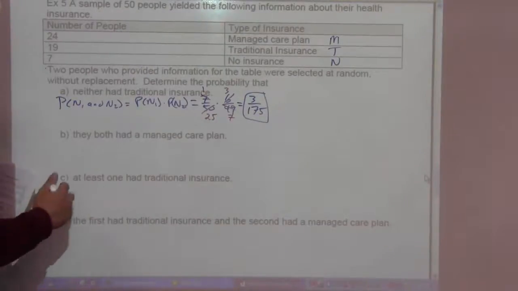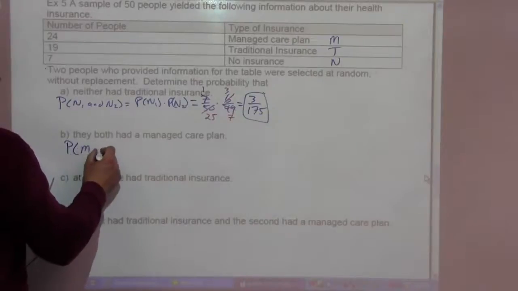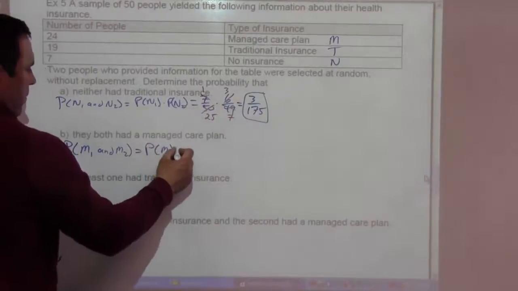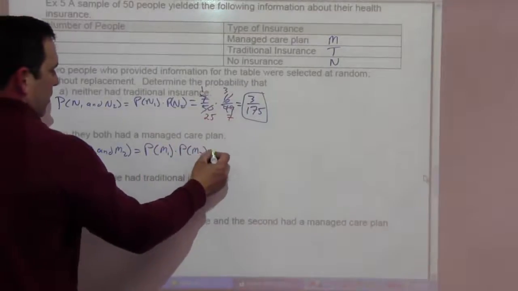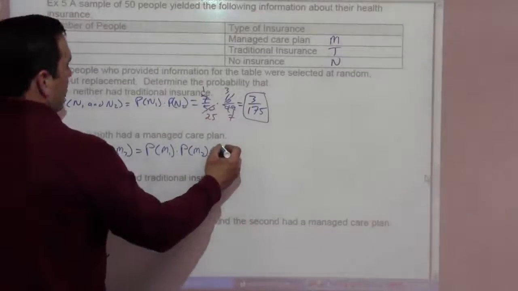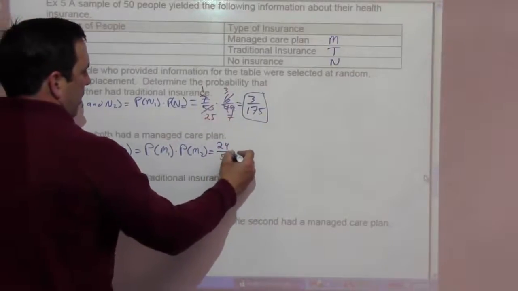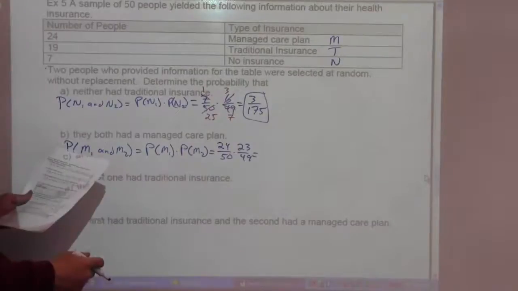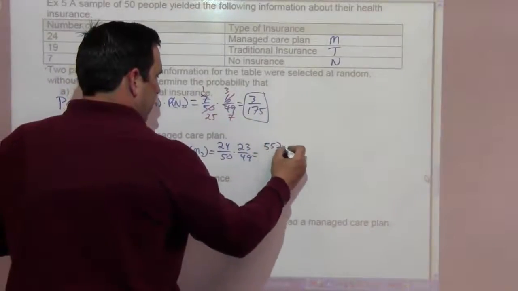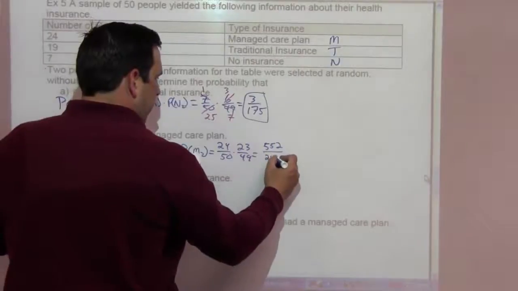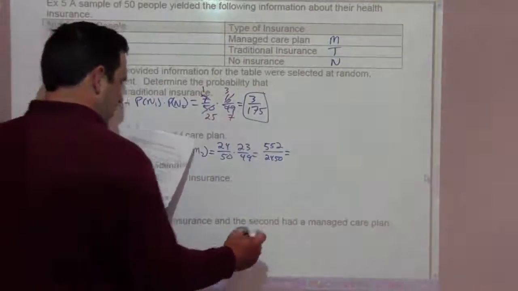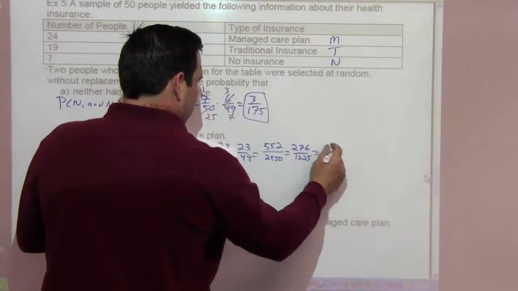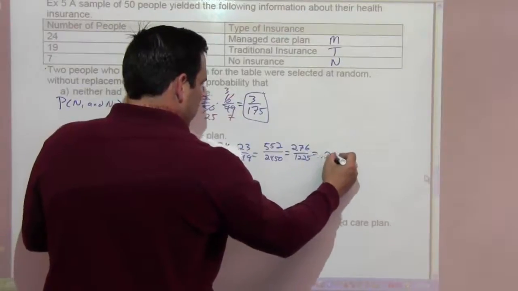How about the probability that both have a managed care plan? So that's the probability of managed for the first and managed for the second. Probability of M1 times probability of M2. It's 24 over 50 times 23 over 49. That's 552 over 2450, which is 276 over 1225, or approximately, or not even approximately, you can do exactly 0.225.